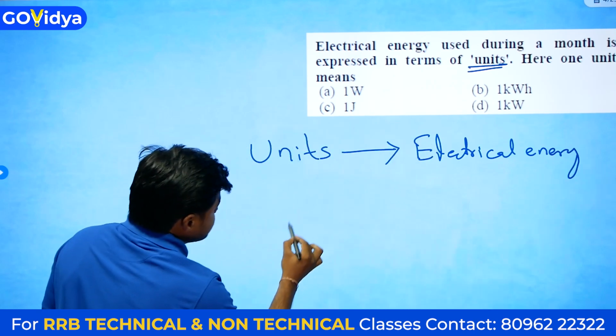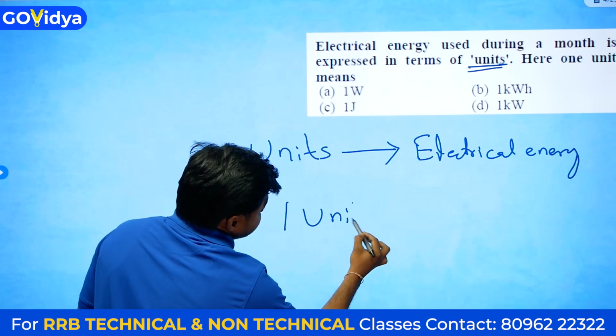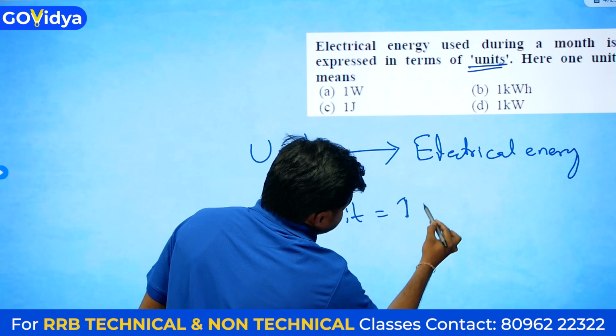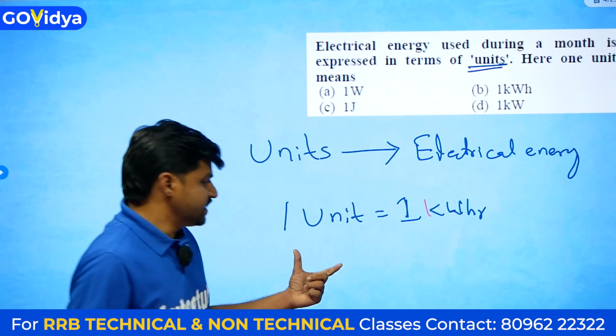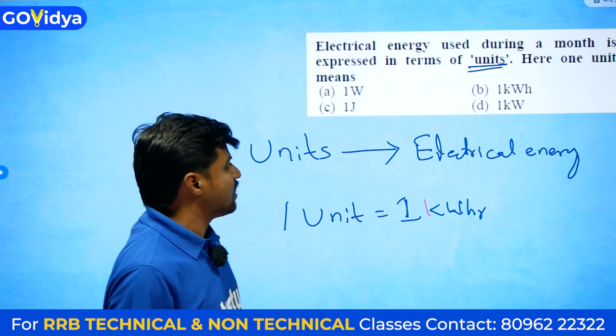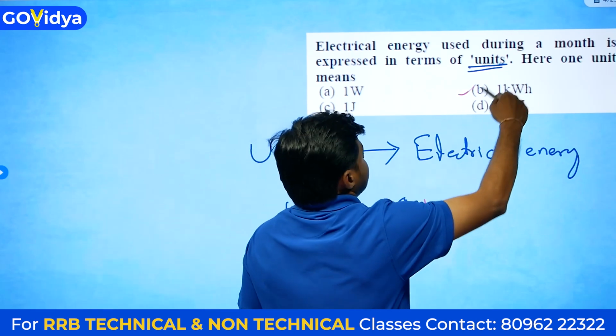1 unit is equal to 1 kilowatt hour. A unit is 1 kilowatt hour. From the options, option B is the correct answer.